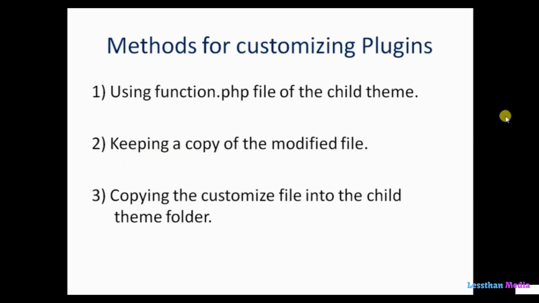Now the three best and easy methods for doing customization in a plugin without the worry of losing your changes are: using the Functions.php file of the child theme, keeping a copy of the modified file, or copying the customized file into the child theme folder. Now the first method is using the Functions.php file of the child theme. Like if you want to add a new function inside a plugin, you can add that function into the Functions.php file of the child theme. In this way your customization will not be lost after your plugin is updated.